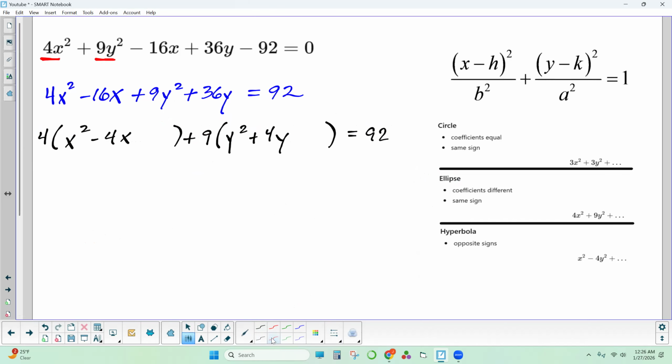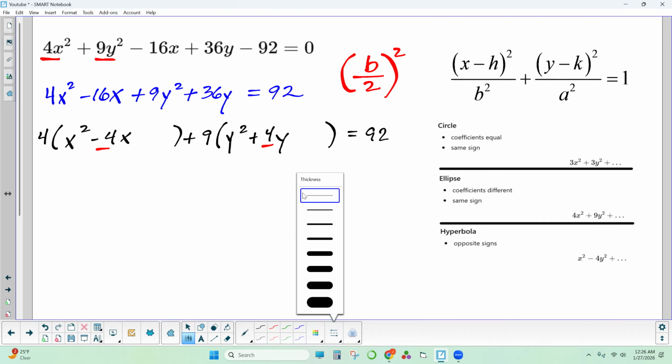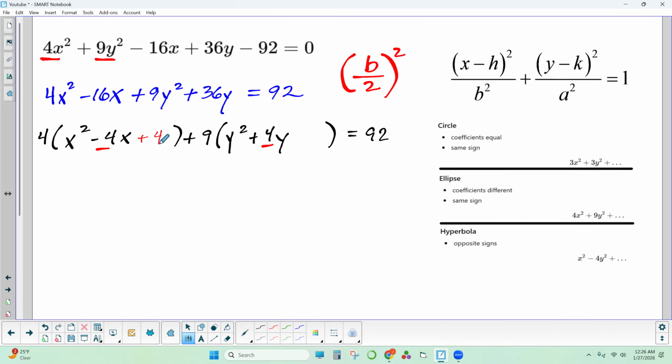Now we're ready to complete the square. For this, we're going to take our coefficient b for each x squared and y squared term, half it and square it. So let's go ahead and do that. Negative 4, if I half it, is negative 2, squared is positive 4. And positive 4, half it is 2, 2 squared is positive 4.